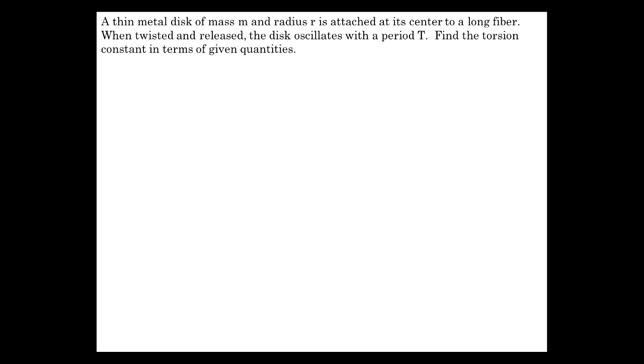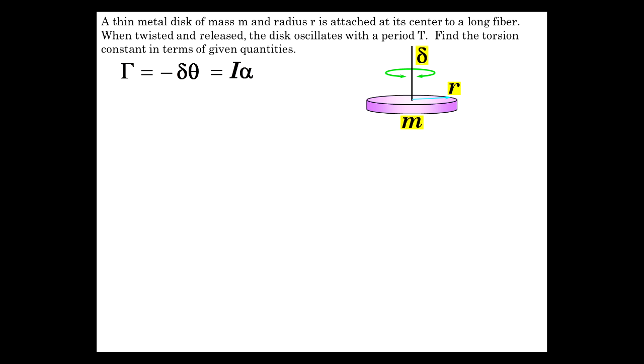Well, let's apply some of these ideas to a little problem here of a thin metal disc pivoting from a thin wire, like a piano wire of some sort, and so this disc is oscillating back and forth in angular SHM. We're going to find the torsion constant in terms of the quantities here. How does the torsion constant relate to period, mass, radius? Well, torque is equal to torsion constant times theta, which is I alpha.